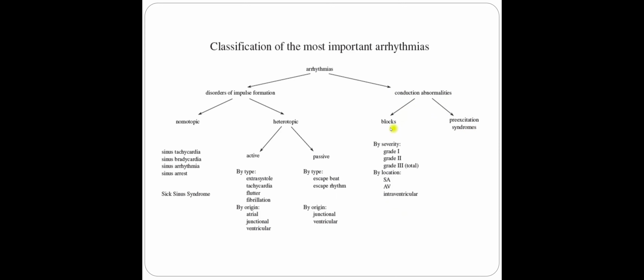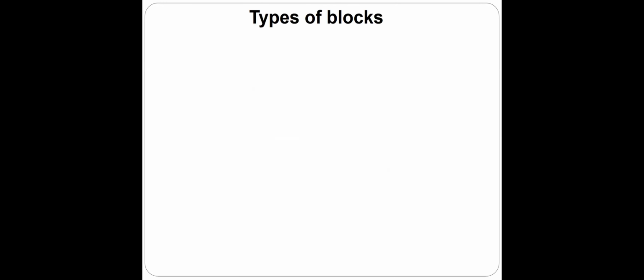Now, based on the severity of this conduction abnormality, we are going to talk about grade 1, grade 2, and grade 3 or total block. What does it mean? It means the first degree block, second degree block, or the third degree block, or the complete block. And we can talk not only about the severity, but also about the location where the block occurs. Now let's see the types of the blocks.